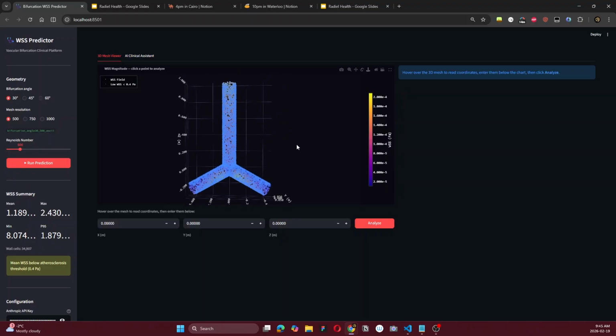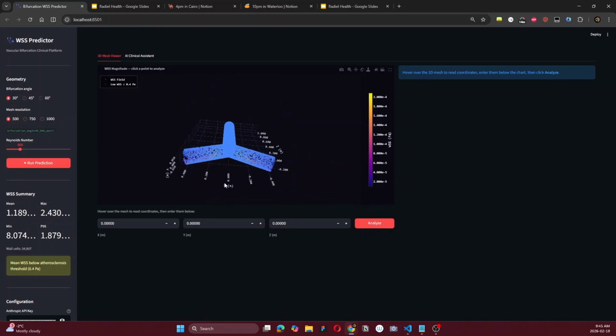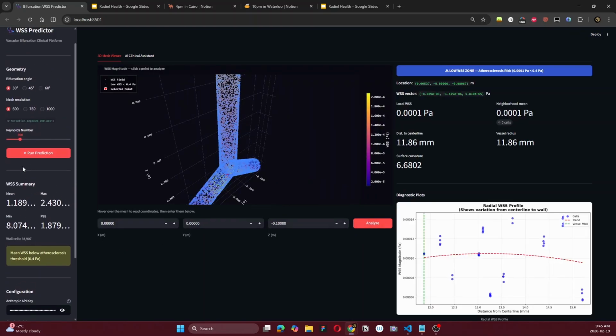And let's say you're a clinician and you want a certain point. You want to see how the blood flows at this corner right here. What you can do, you can go over here. You can run inference on that one point, and we'll get our inference in just a second. And we see here we have our wall shear summary.